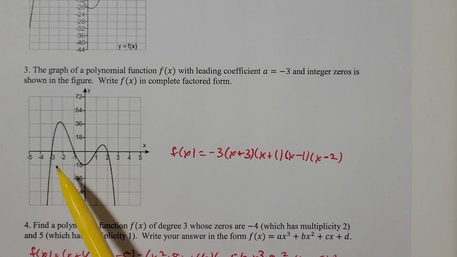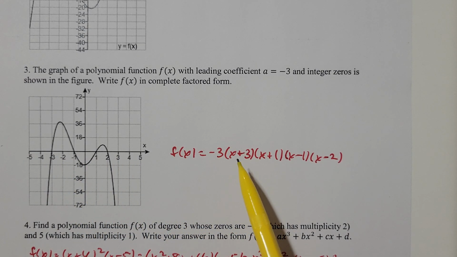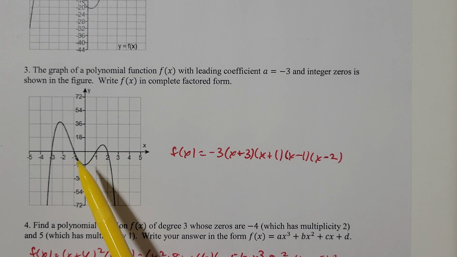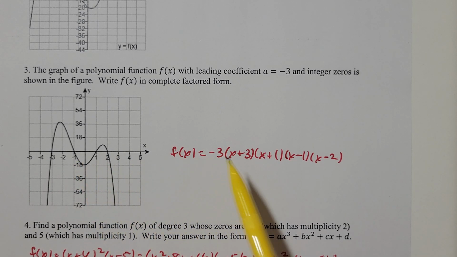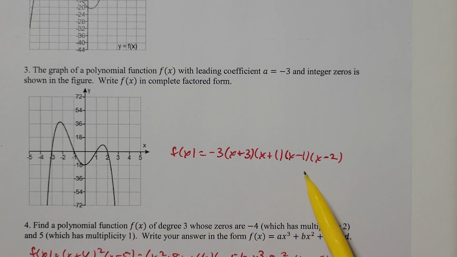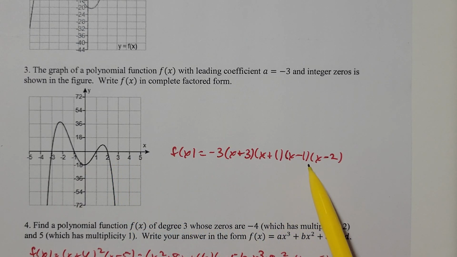Okay, so knowing that -3 is a 0 means that x minus -3, or x plus 3, would be a factor. Knowing that -1 is a 0 means that x minus -1, or x plus 1, that'd be a factor. 1 is a 0, so x minus 1 would be a factor. And 2 is a 0, so x minus 2 would be a factor. Okay, and I go ahead and circle that.